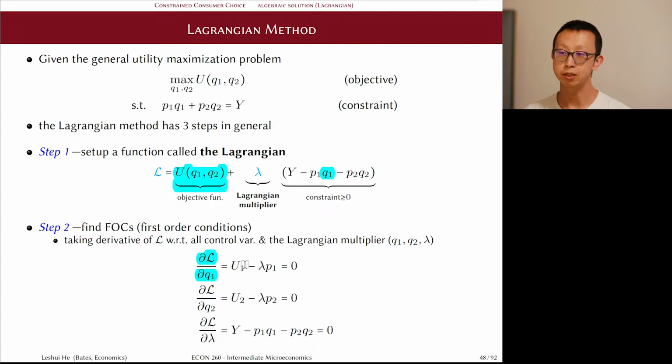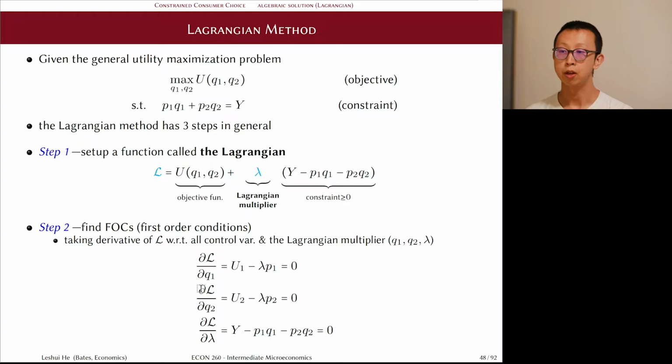So now the derivative of the Lagrangian with respect to Q1 is going to be the derivative of the utility function with respect to Q1, which is the marginal utility of good 1. And also it's going to be the derivative of the Lagrangian multiplier multiplied by the constraint here with respect to Q1. And because it's linear in Q1, the derivative ends up being minus P1 times lambda outside. And that's the second term we have. And that's our first order condition.